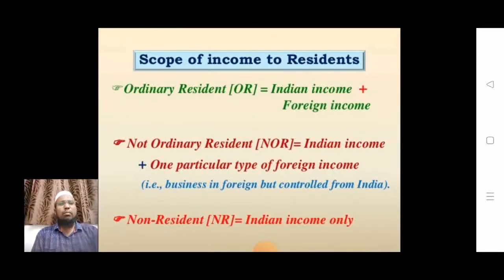Scope of the income to residents. Ordinary resident is equal to Indian income plus foreign income. Not an ordinary resident is equal to Indian income plus one particular type of foreign income, such as business in foreign country but controlled from India. NRI, that is non-resident of India, is equal to Indian income only.